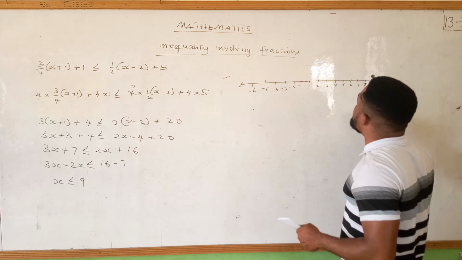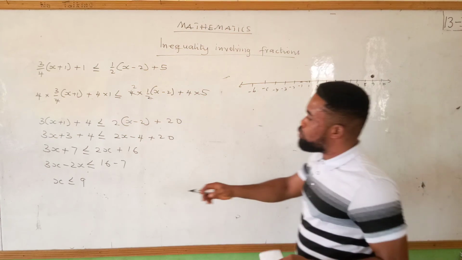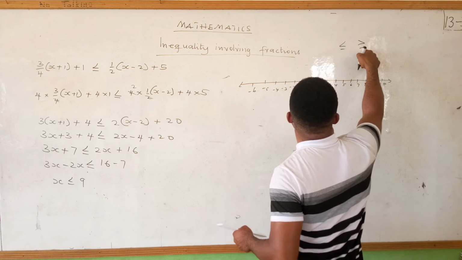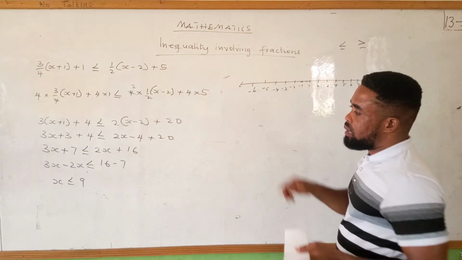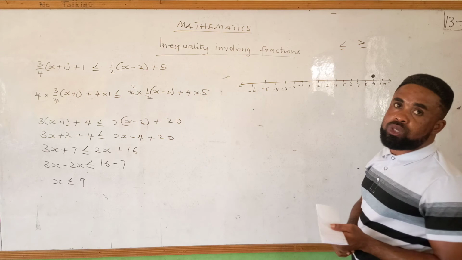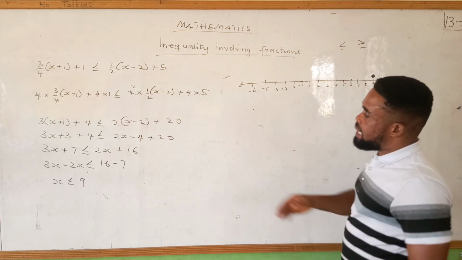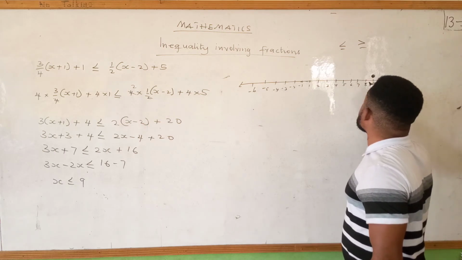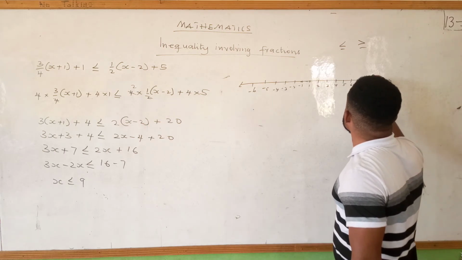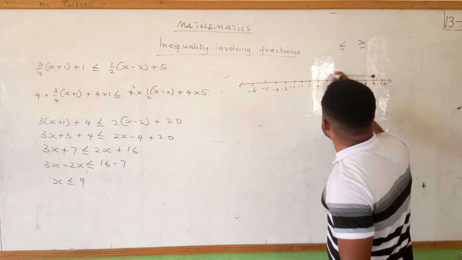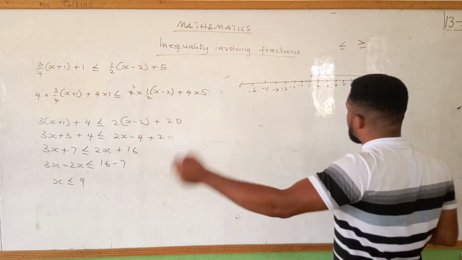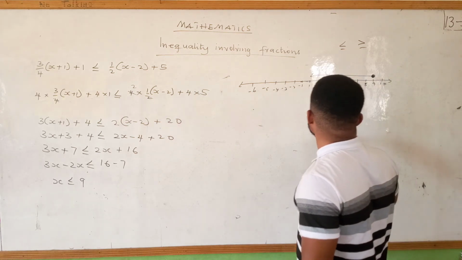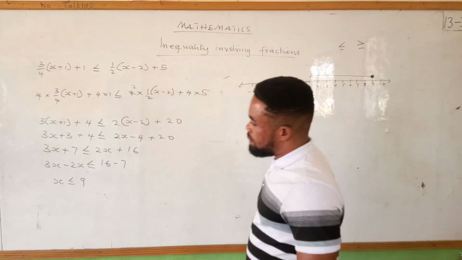So when it is part, you shade. Remember, I told you whenever you meet these signs, less or equal to, greater or equal to, then it means definitely your answer will be part of the x values. So here we said that x is less or equal to 9. So all numbers less or equal to 9. Since it is less, we go to our left, because all these values here are less and equal to 9. That is it.